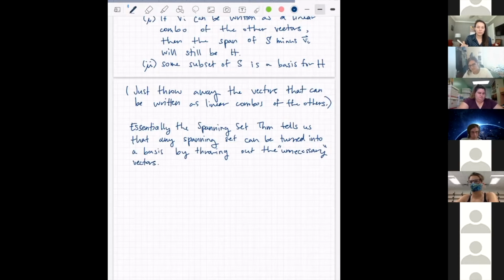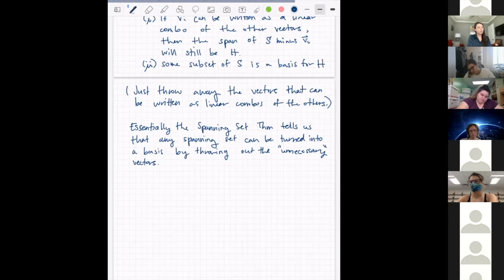And to be careful, you should do this throwing out carefully, like don't throw out everything all at once. Yeah, but it's good. This is essentially what the theorem is telling us. Okay. So we can get a basis from any spanning set.